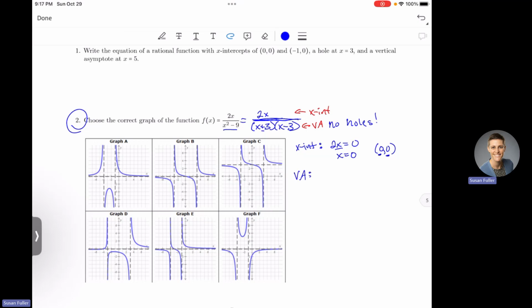That's where the denominator equals 0. So if the denominator equals 0, that means either x + 3 = 0 or x − 3 = 0. And so that means I have a vertical asymptote at x = −3, and I have a vertical asymptote at x = 3. So I've got 2 vertical asymptotes here.